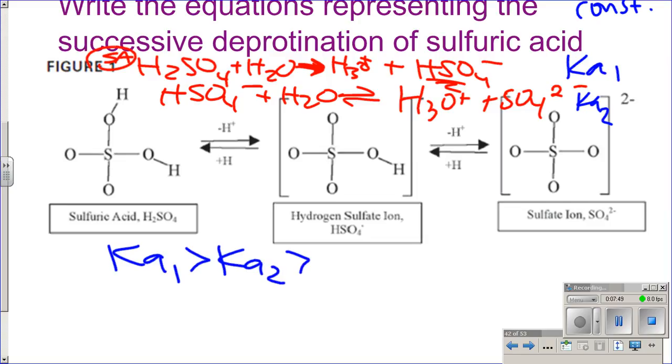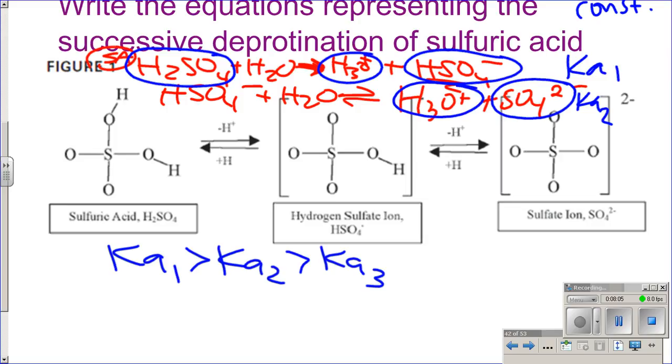Yes, ma'am. To get the Ka1 expression, you use the first. Yes. Thank you for saying that because I didn't actually say it. And I'm assuming, you know. So, yeah, you take these products over this reactant for your Ka1, and then these products over this reactant for Ka2. Okay? And generally, almost all the time, it will successively get smaller and smaller. So the Ka1 will always be greater than Ka2.